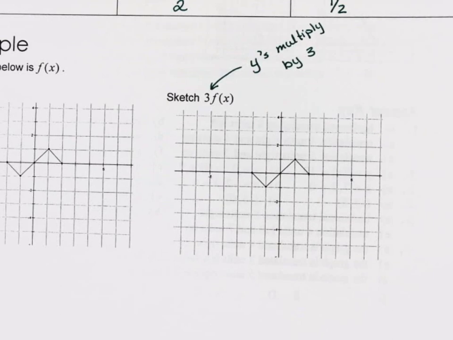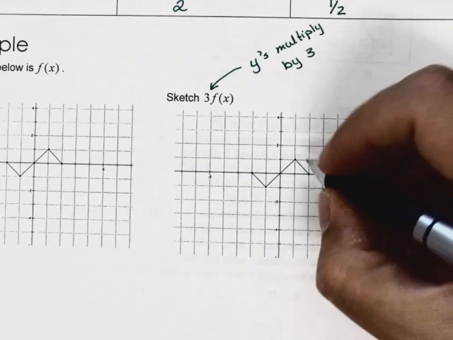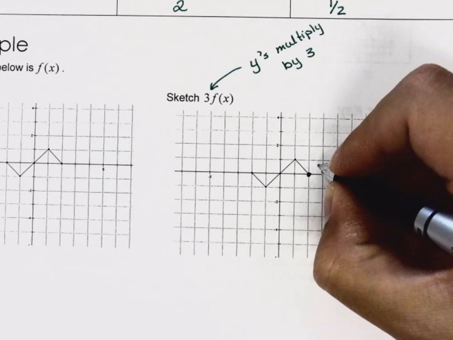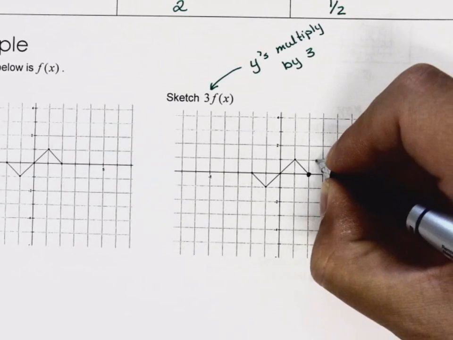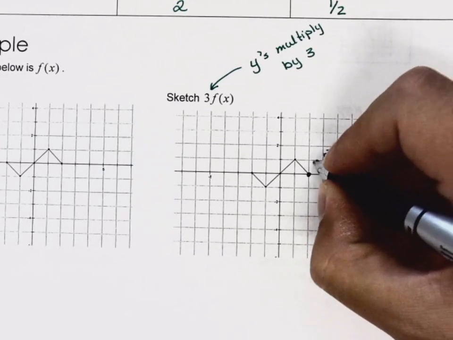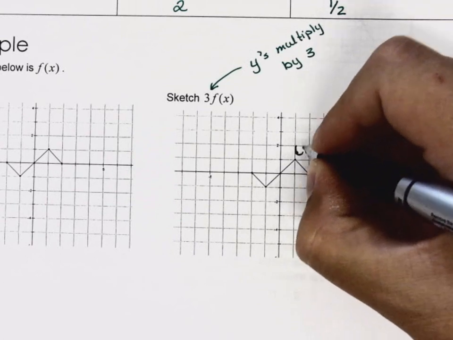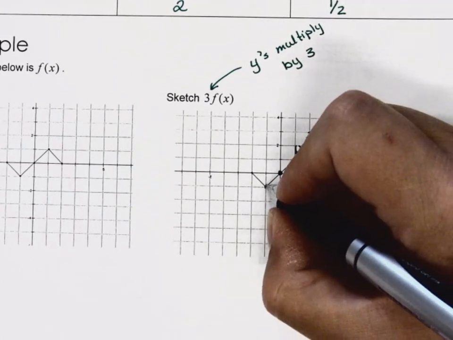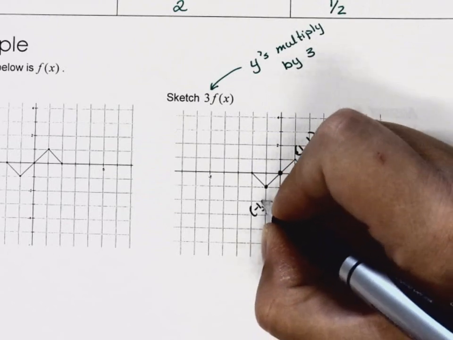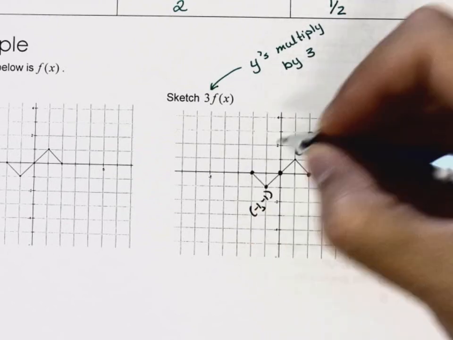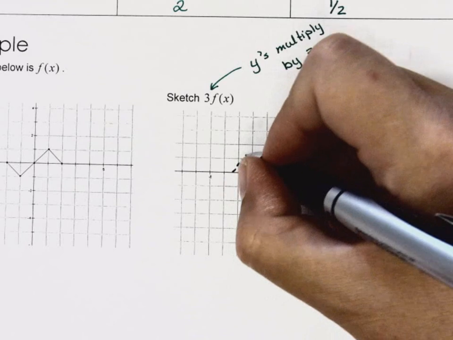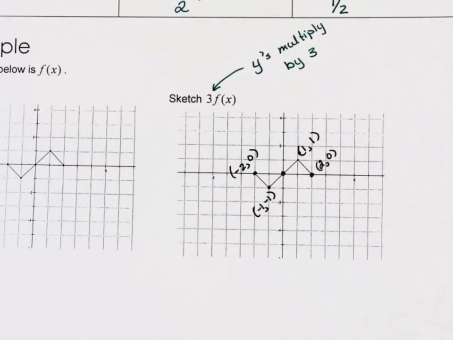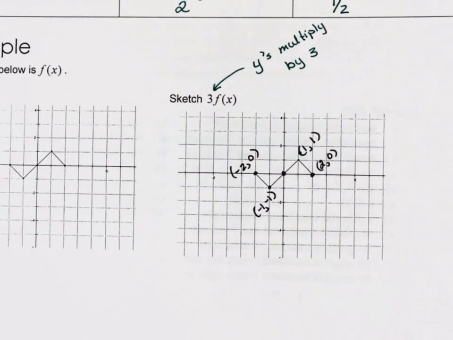So just like with last night's homework, you need to know what the original coordinate pairs are. This one is (2, 0). This one is (1, 1), (0, 0), (-1, -1), and this one is (-2, 0). All right, you guys would agree with me? Those are the points. So that's the original graph, that's f of x.